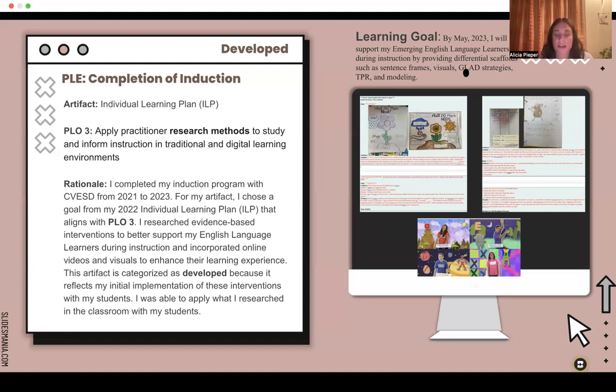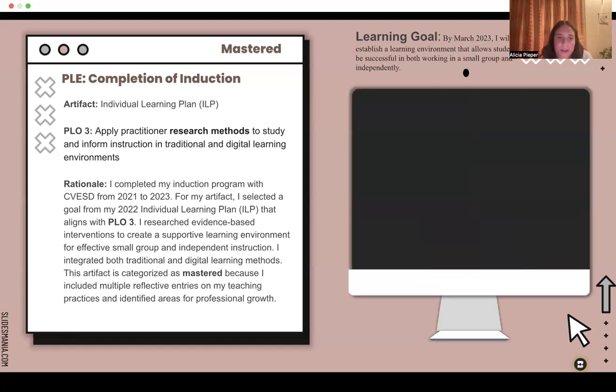This aligns with PLO 3 because I researched evidence-based interventions to help better understand and support my English language learners during instruction. I used strategies like TPR, sentence frames, and GLAD strategies to help support my students. I also incorporated online videos to help enhance their learning experience. I characterize this as developed because it reflects my initial implementation of these interventions with my students. I was able to apply what I researched into the classroom.